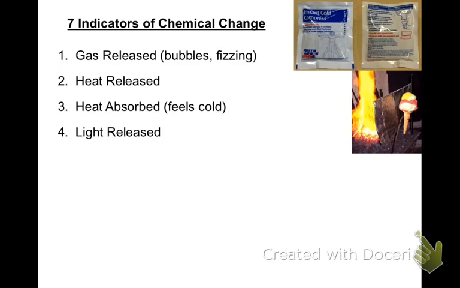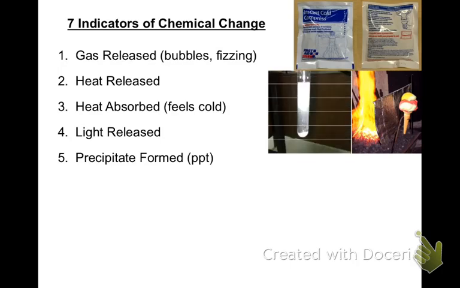Light is released, such as fire or glow stick, sparks. A precipitate formed, you guys know what those are after your 5.3 lab. If you have a precipitate formed, you have a chemical reaction. And there's a picture. A change in odor, so not just an odor, but a significant change in odor, like there wasn't an odor to begin with, and there is one when you're done.